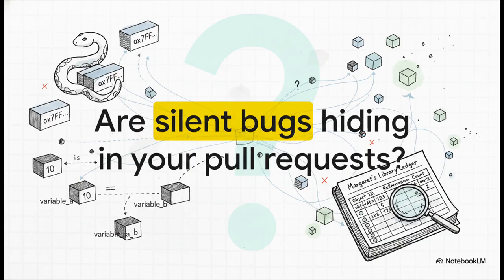So here's my question for you to take away from all this. Go take a look at your own codebase today. Are there silent memory threshold bugs just hiding out in your recent pull requests? Have you been secretly falling into that is versus equality trap without even realizing it? Keep Margaret's library ledger in mind the next time you write a comparison and see what you find.